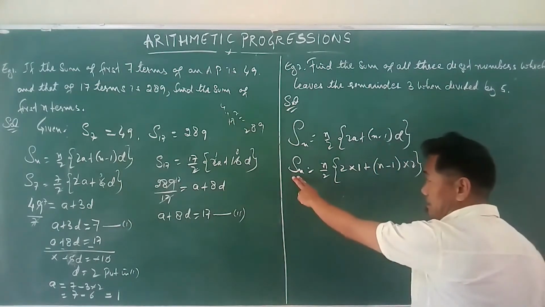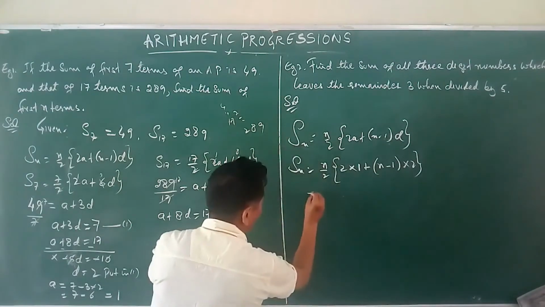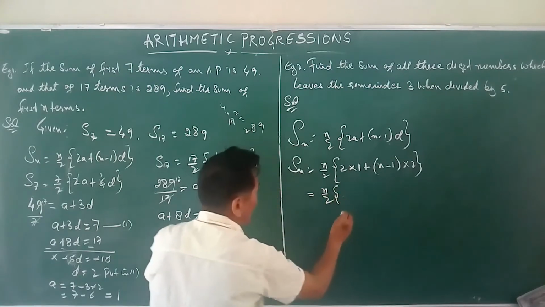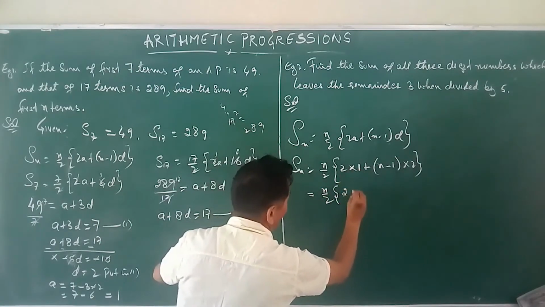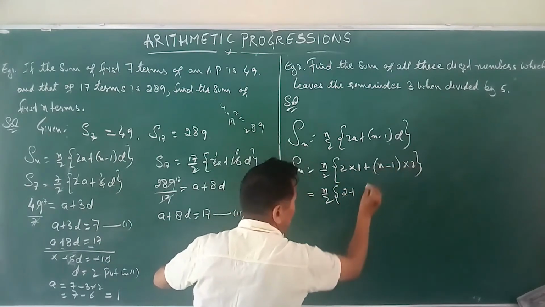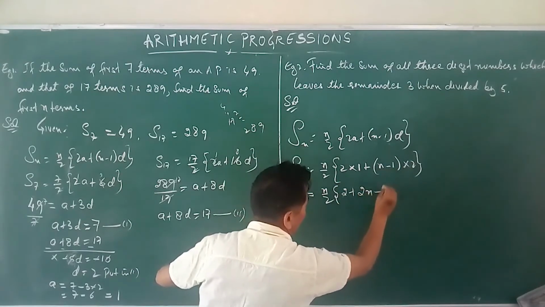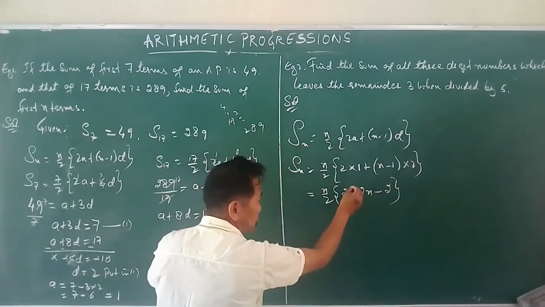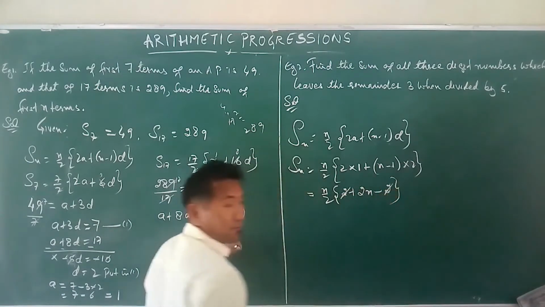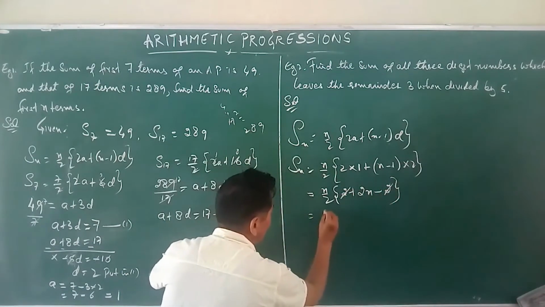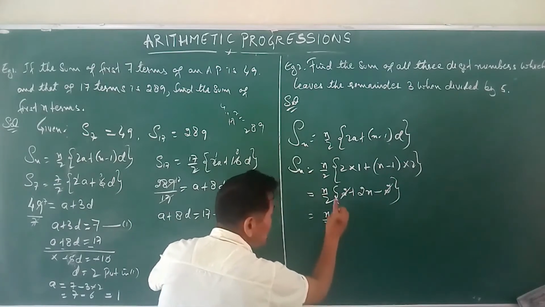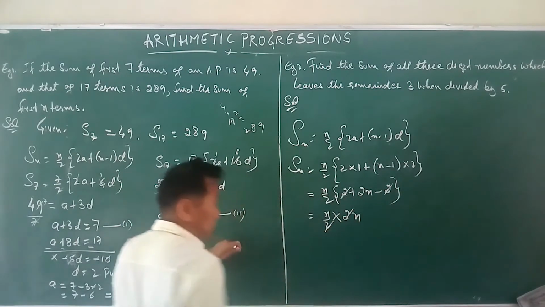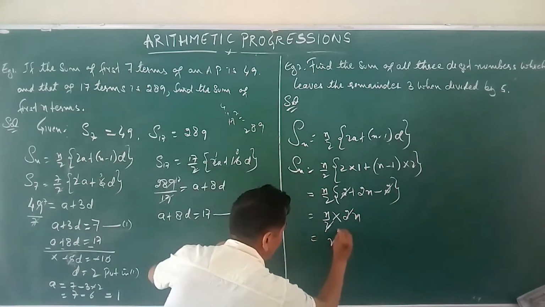So the sum of n is equal to n by 2, and here 2 ones are 2, plus 2 into n, 2n, minus 2 ones are 2. So positive 2 and negative 2 cancelled. What is left? n by 2 into, multiply here, 2 and n. Cancel this 2 and 2. What is left? n squared.